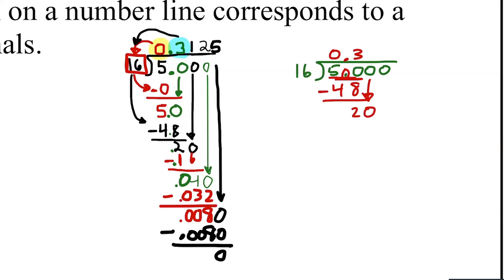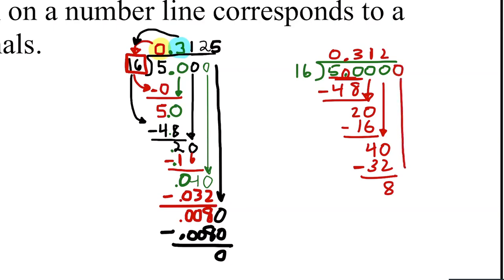16 goes into 20 once, evenly once into 20, right? So that gives me a 16. Subtract gives me the 4. 16 doesn't go into 4 evenly, right? So bring down the next digit. 0, 16 goes into 40 twice evenly, giving us 32. Subtract, you get an 8. 16 doesn't go into 8 evenly. So I need another digit.